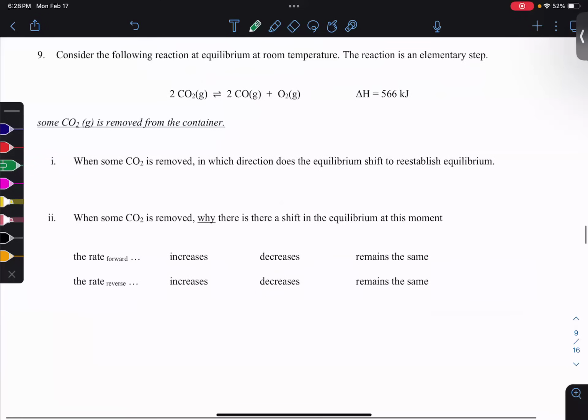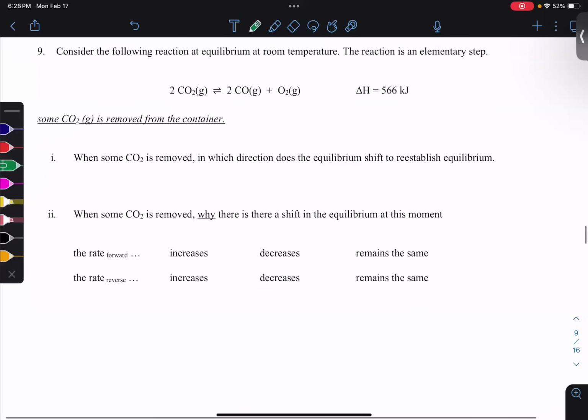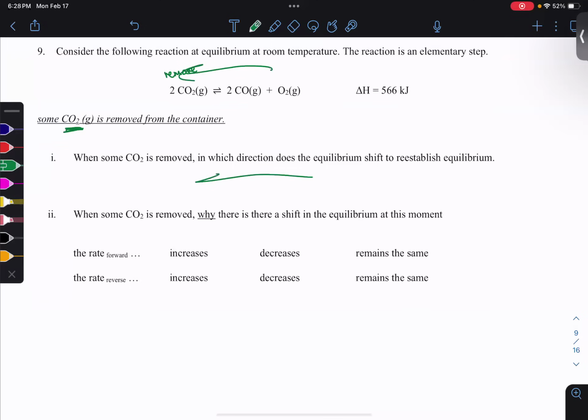Consider the following reaction at equilibrium at room temperature. This reaction is an elementary step, meaning that we can just apply chemical equilibrium very easily. Imagine we remove some CO2 from the container. So we're going to remove this. What does Le Chatelier predict happens? The reaction moves forward or backwards? Backwards, yes, goes backwards.